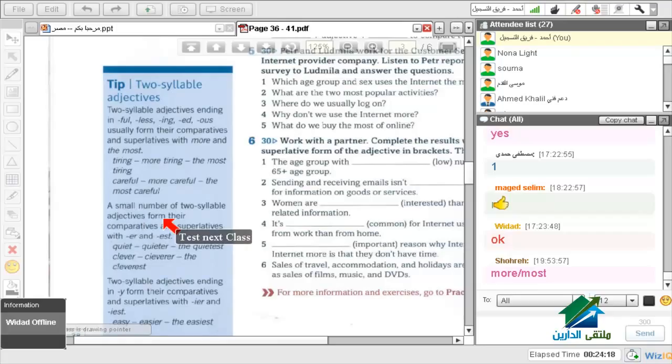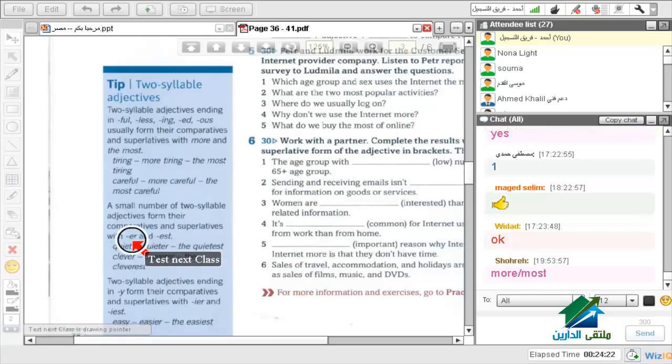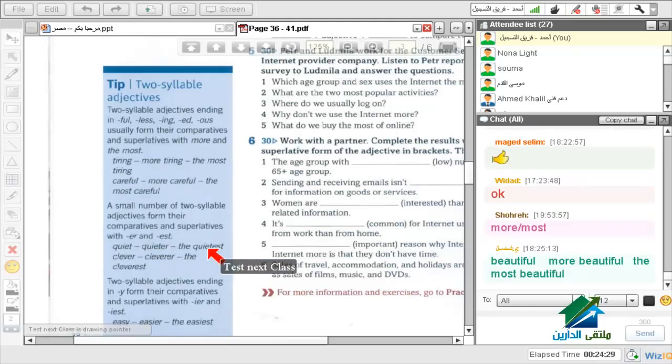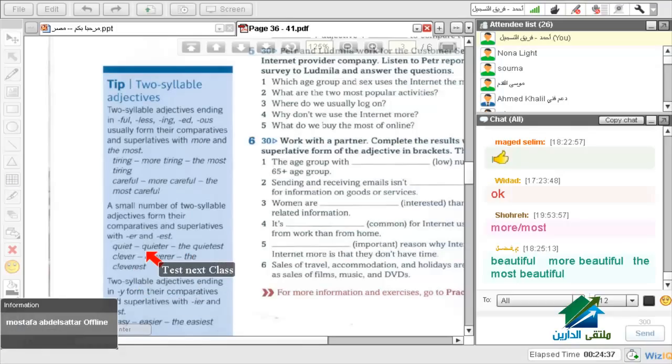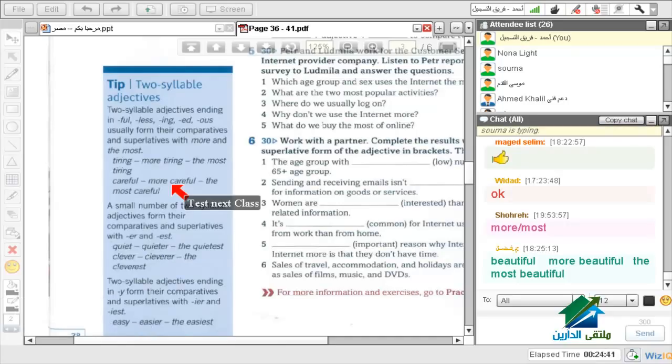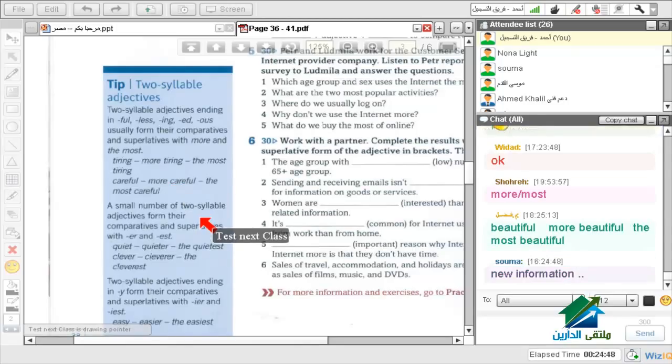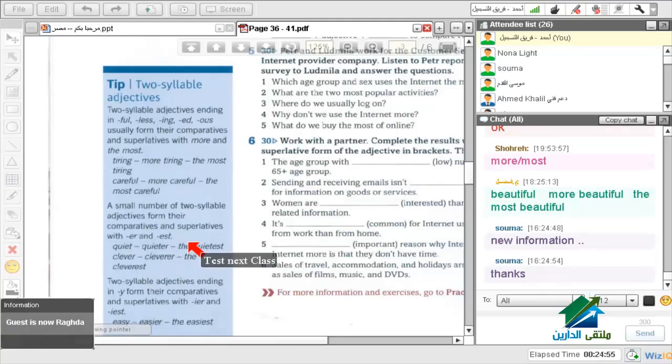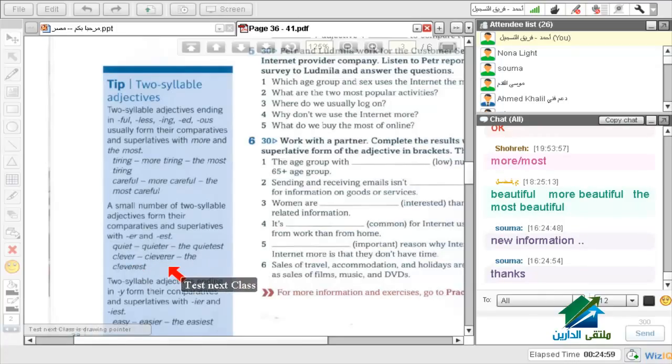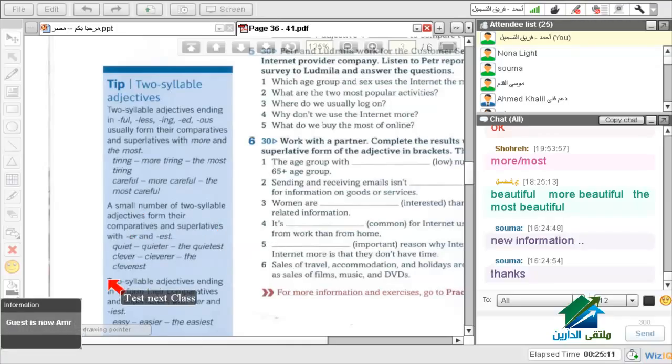A small number of two-syllable adjectives form their comparatives and superlatives with er and est, like quiet, quieter, the quietest, clever, cleverer, the cleverest. So as we used to say before, long adjectives and a small number of syllables. And as you said now, tall, taller, tallest, small, smaller, smallest.